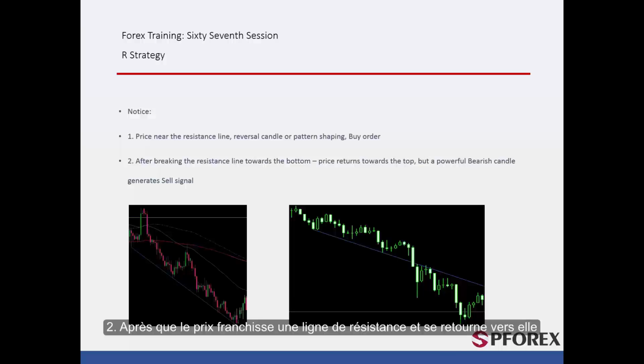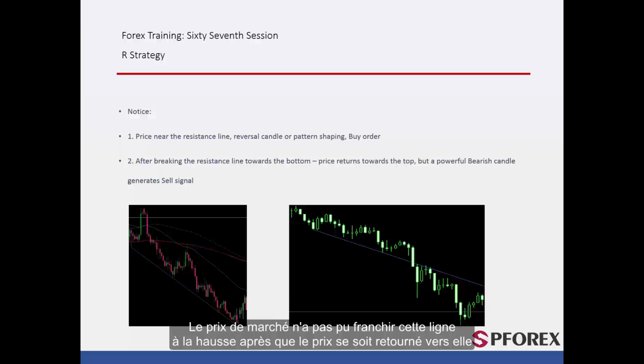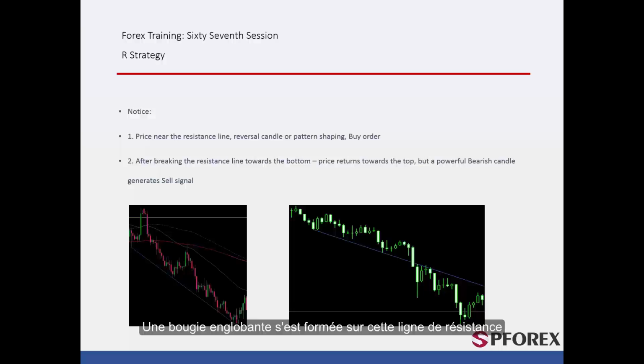Thus, a trader could place a buy order above the high price of the given candle. 2. After price passes a resistance line and returns towards it, if a powerful bearish candle forms on the resistance line, then a reliable sell signal will be generated. On the right graph, market price has passed the resistance line. Market price could not pass this line towards the top after price returned towards it. An engulfing candle has formed on this resistance line.